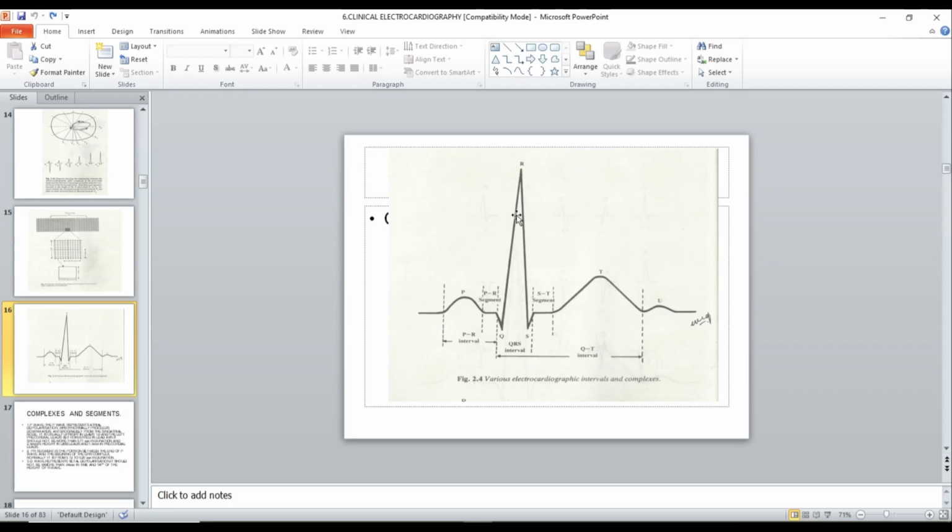The QRS, which is due to depolarization of the ventricles, should not exceed 0.1 second in time. Then comes the ST segment, which is at the end of the S and beginning of the T, and it is more or less isoelectric. Then the T wave, which is due to repolarization of the ventricles, and then the U wave, which is due to repolarization of the Purkinje fibers.